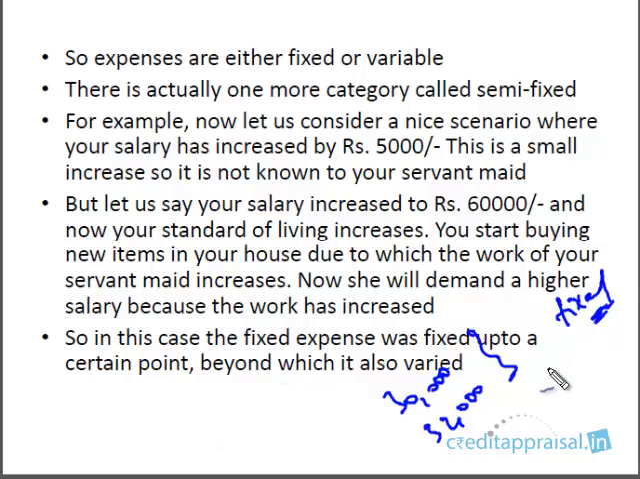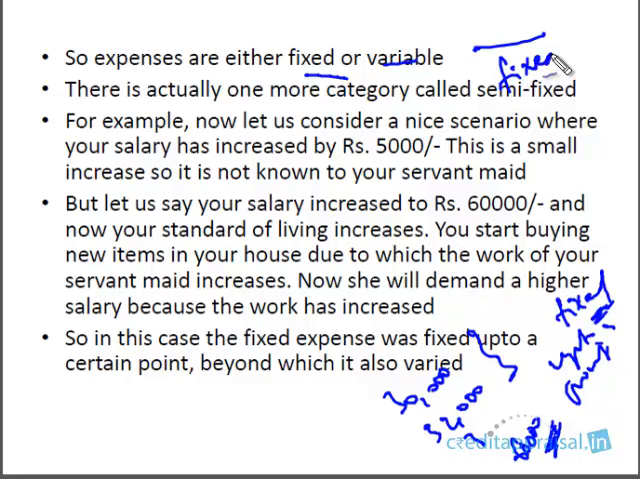But slowly, if it becomes very big, this is fixed only up to a point, because once the salary increases to 35, 40, 50, 60, beyond a point this will become variable, because now the work will be increasing and normally she should be demanding a higher salary. So there are some expenses that are neither fixed nor variable; they are fixed to a certain extent, and from then on they increase, from there they are variable. So we classify them as semi-fixed expenses.